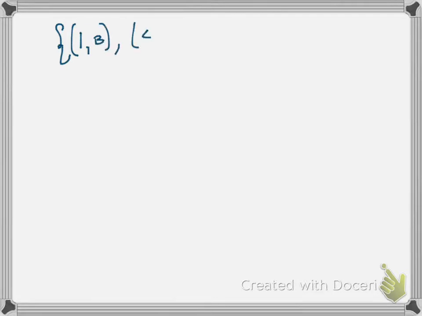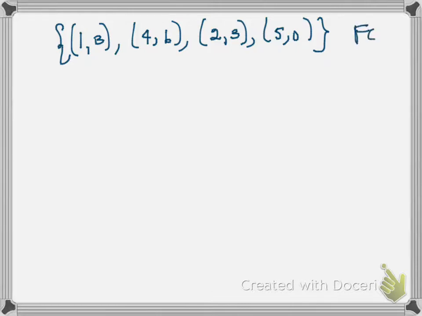(1, 3), (4, 6), (2, 3), and (5, 0). This is a function. No repeats among the input values, 1, 4, 2, and 5. I'm going to call this function f.